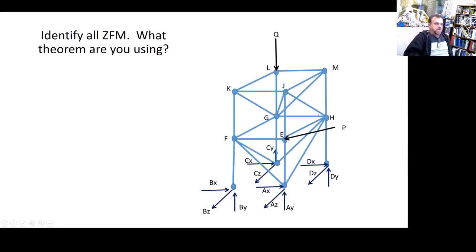Identify all zero force members, and of course let's mention what theorem is being used for that. This can be started in several different ways. I'm just going to follow what I prepared, and I'm going to try to explain that. These supports, I already put the reactions, but those are ball and socket joints. So those are three force reactions and no moment reaction.